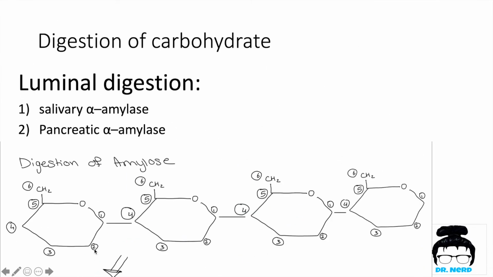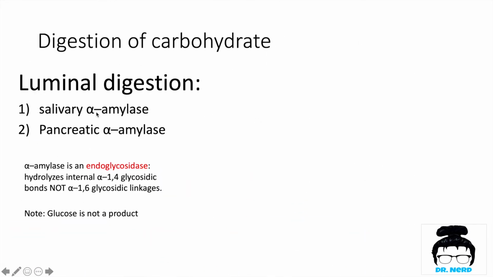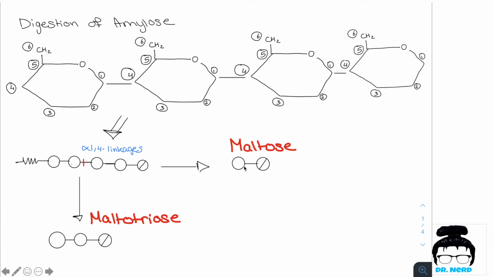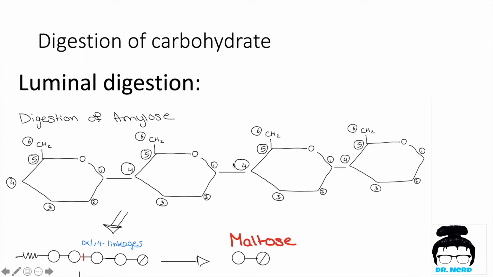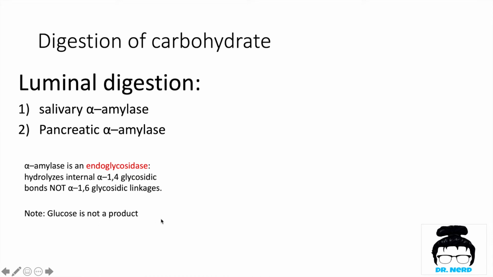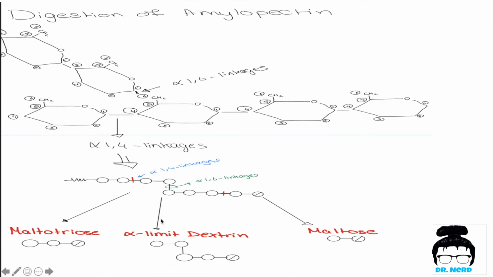And if you realize, it's not actually a glucose unit, because glucose would be only one monomer, which is why, as I said here, glucose is not a product. Now, digestion of amylopectin.